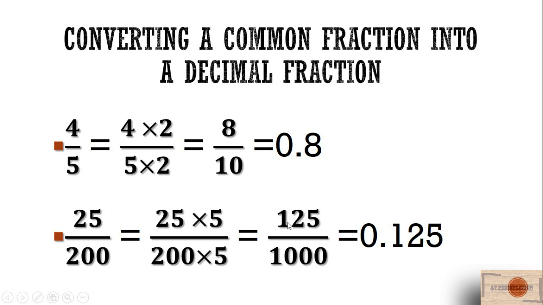Then 125 is written as it is. Now count the zeros: 1, 2, 3. Then count 1, 2, 3 digits and give a decimal point. And here write 0. On the left side of the decimal point, if there is not any digit, then always give 0.